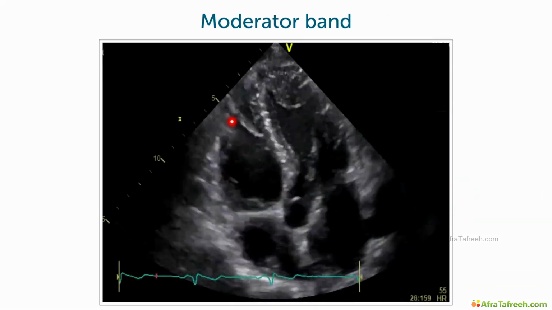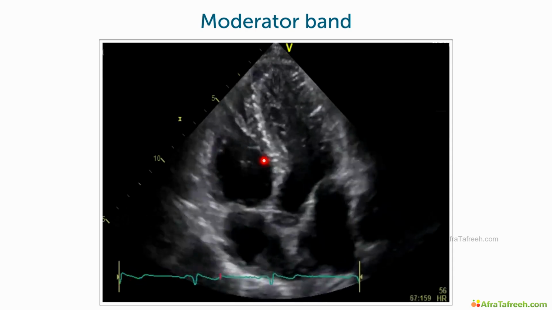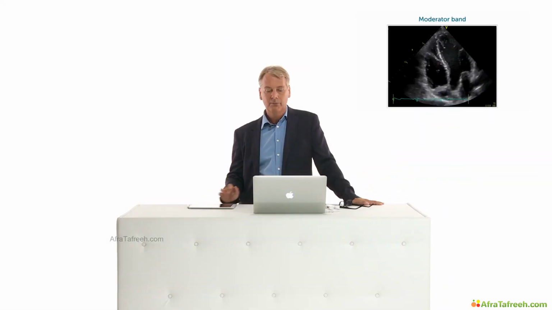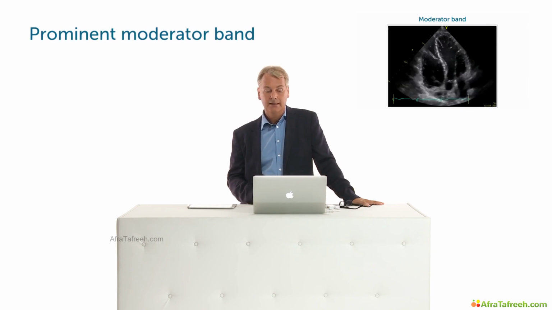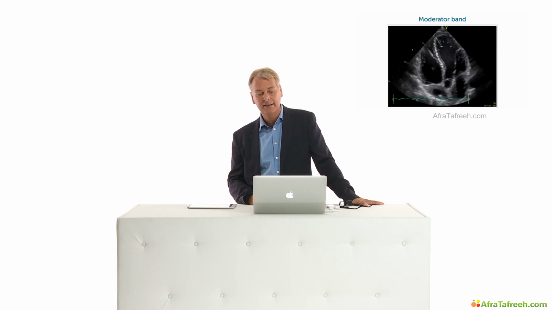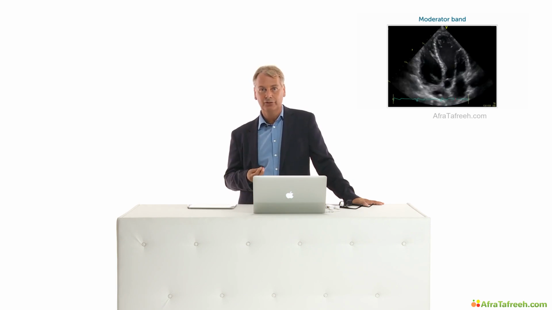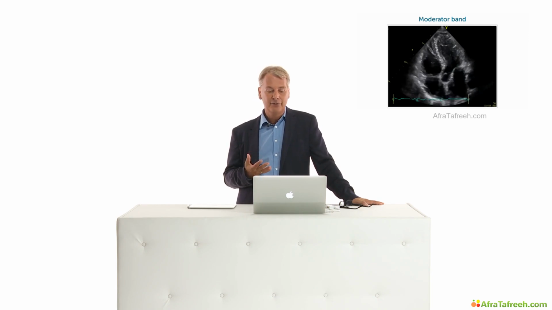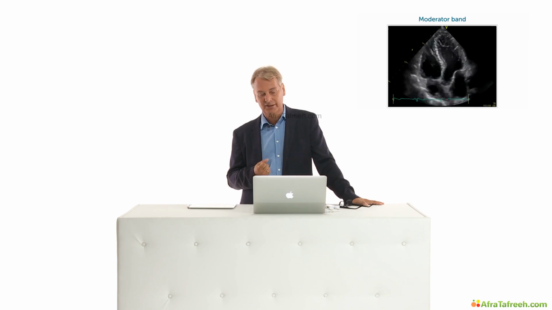It's this structure here that spans from the lateral wall to the septum. The moderator band can be sometimes very prominent, and the function of the moderator band is not quite clear. Some people say that it is important so that it prevents excessive expansion of the right ventricle, but it also has fibers which conduct, so it might also be important for the conduction system.